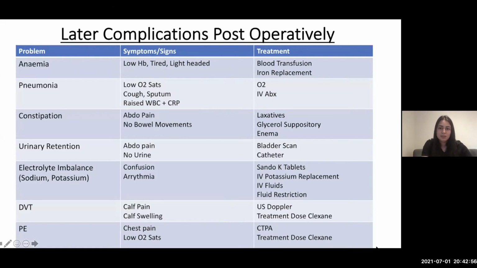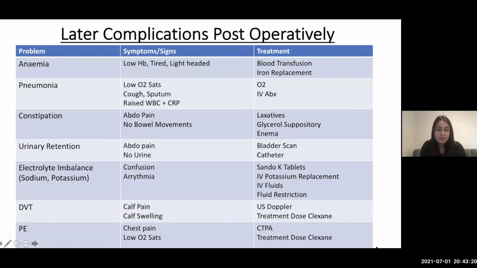Pneumonia is another complication post-op. What you would see when you're on the ward doing observations is low oxygen saturations. The patient may be coughing with phlegm coming out. And if you check the blood test, there'll be a high white blood cell count and a high CRP. Their treatment is oxygen and also IV antibiotics.